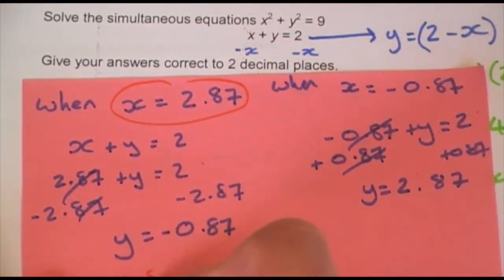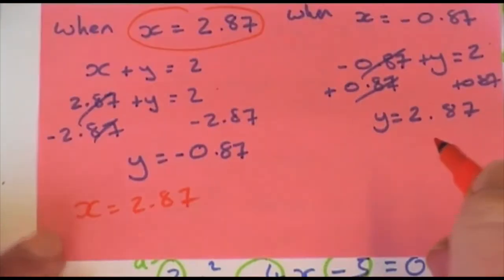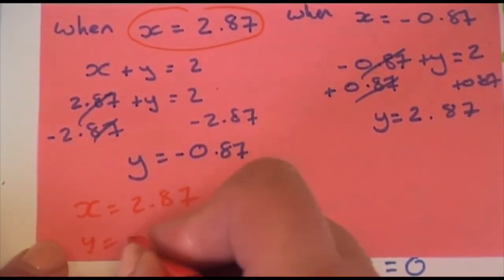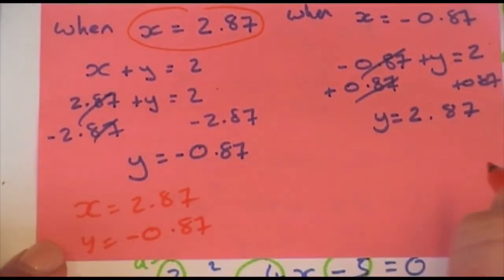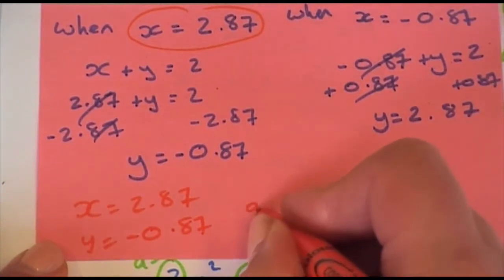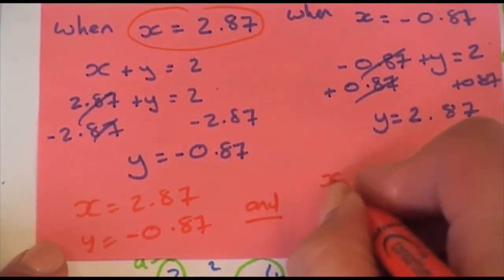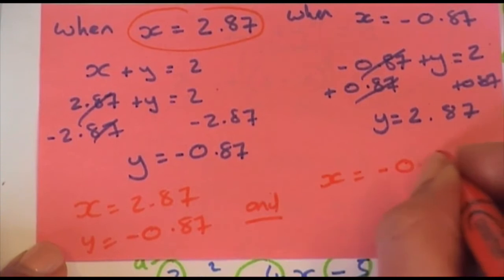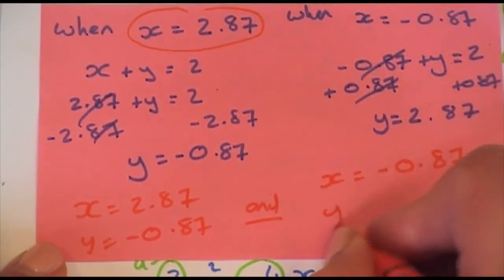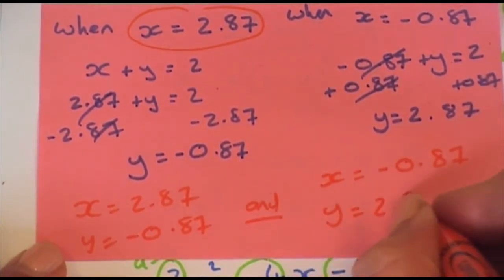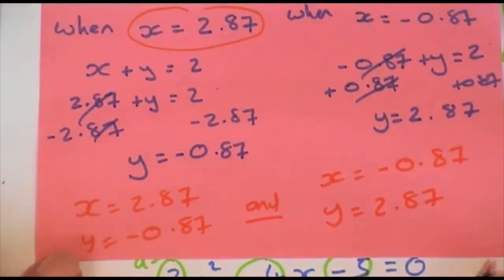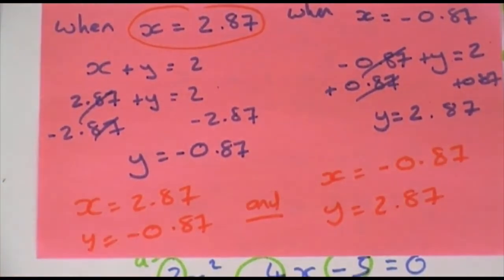x equals 2.87, y equals negative 0.87, and x equals negative 0.87, y equals 2.87. And that's completed, and my answers are put in the correct place.